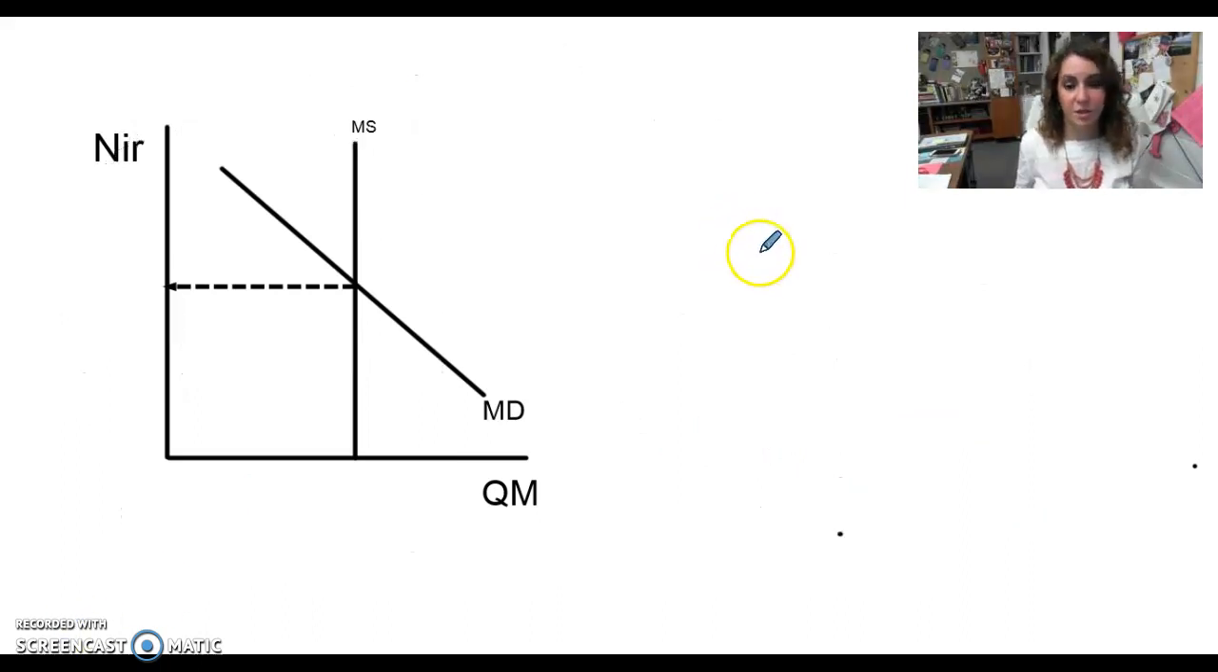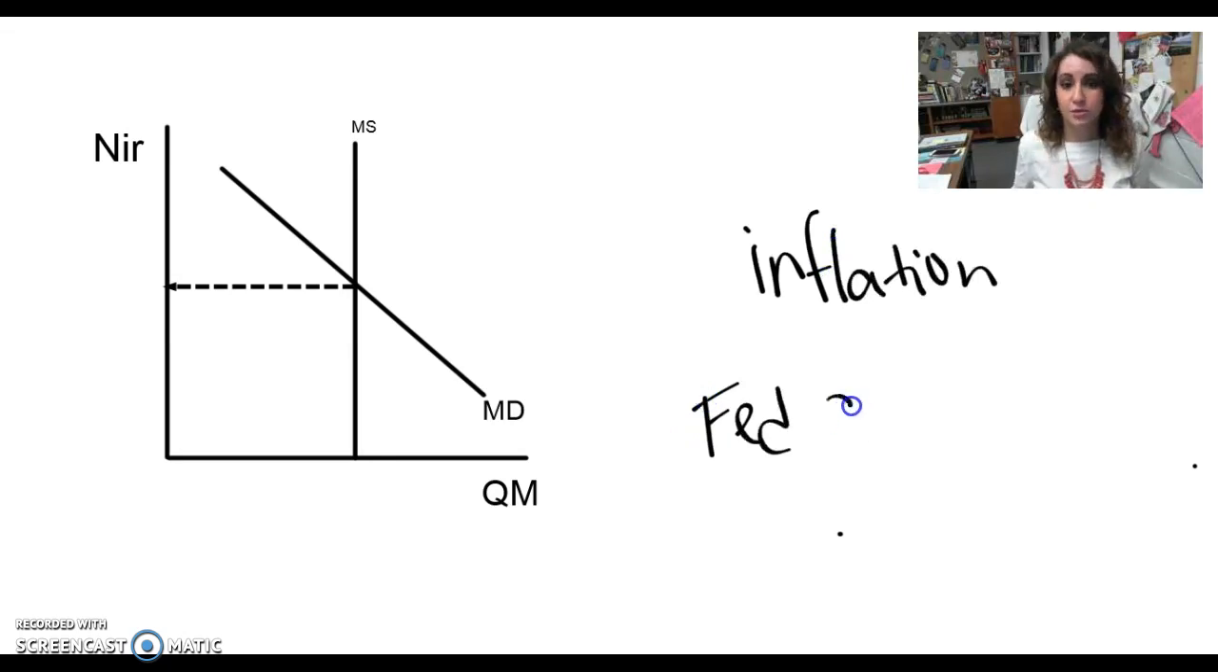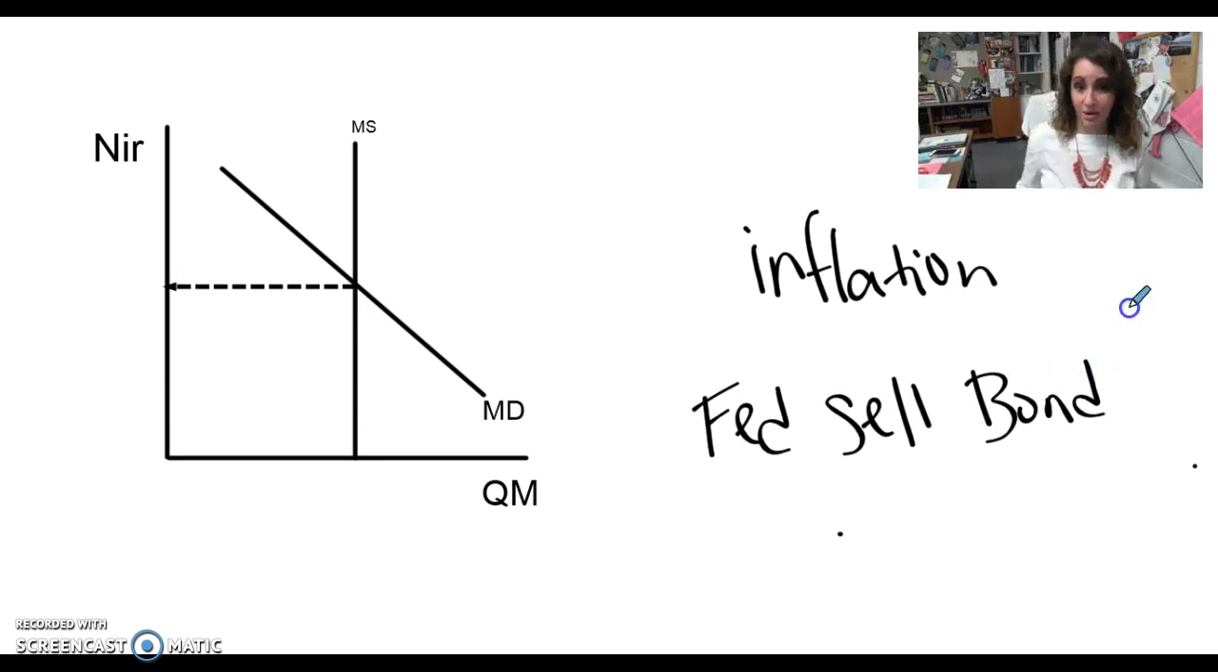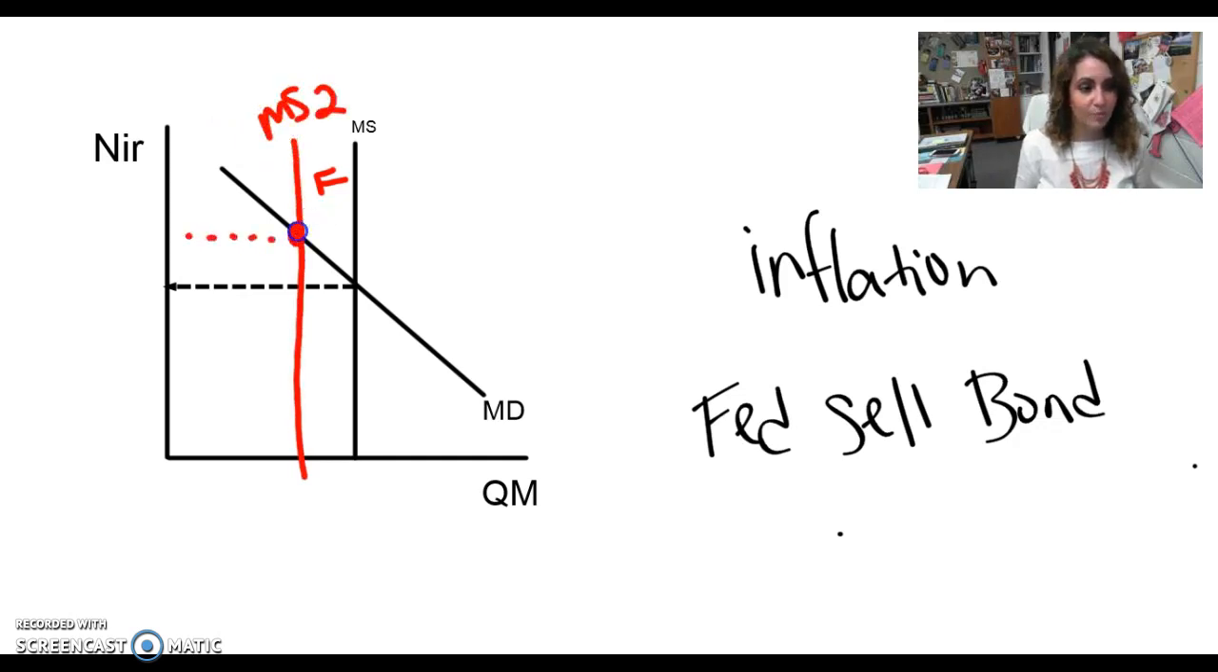Okay, so now let's say the problem is an inflationary gap, and we want to slow down people's spending. So if there's inflation, the Fed will use its open market operations to sell bonds to banks. Banks are going to have to pay with money out of their excess reserves, which means there's going to be less money in circulation because fewer loans will be given. So the money supply decreases, and that's what drives up interest rates.